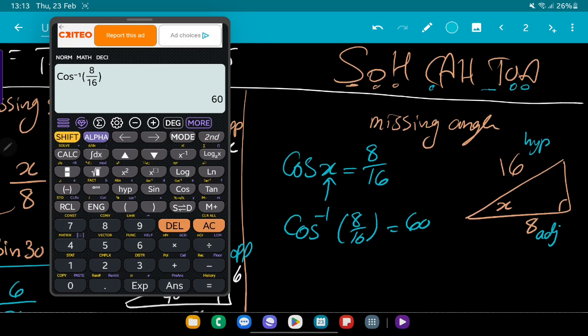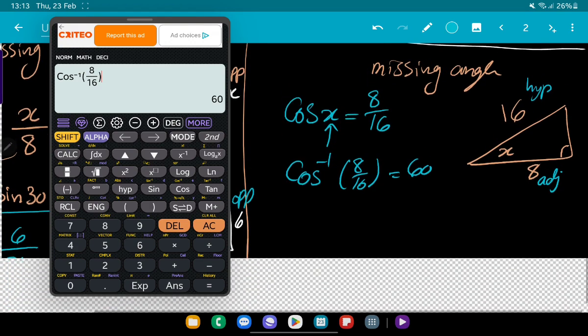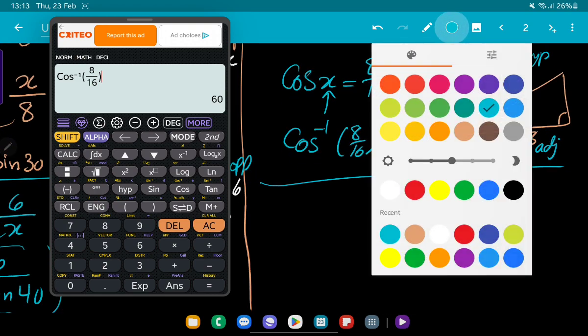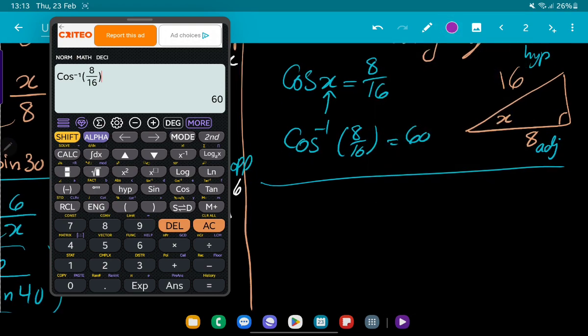So it's easier because you use the calculator in one step to find out the answer, but by using shift, not the cosine, shift cosine. A different one.